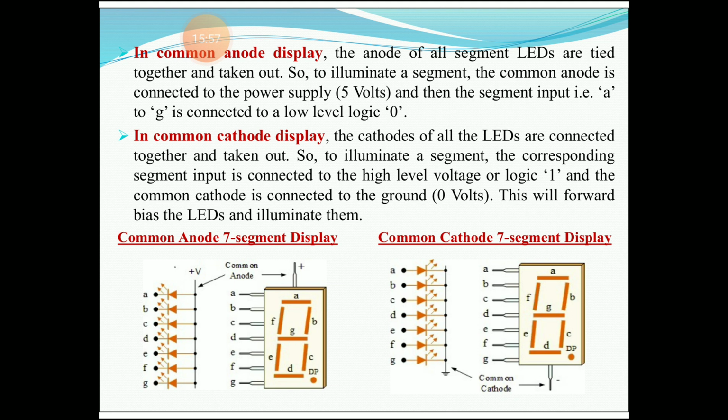Similarly, in common cathode 7 segment display, all cathode terminals are tied together and connected to ground or 0 volts, and anode terminals are represented with A to G segments. To illuminate a particular segment, a logic 1 is applied to the anode terminal. The corresponding LED becomes forward biased and emits light.